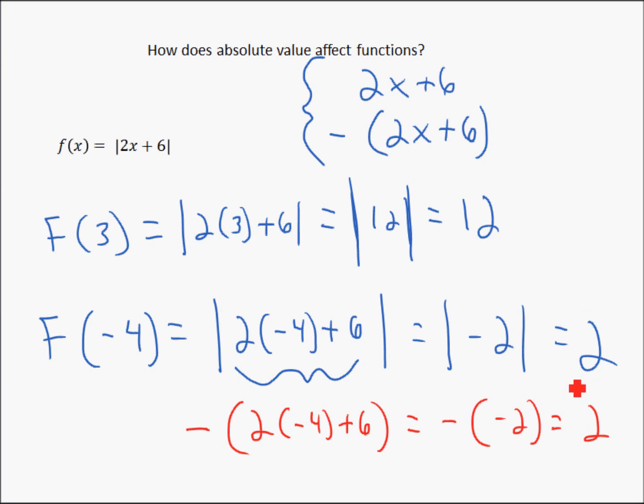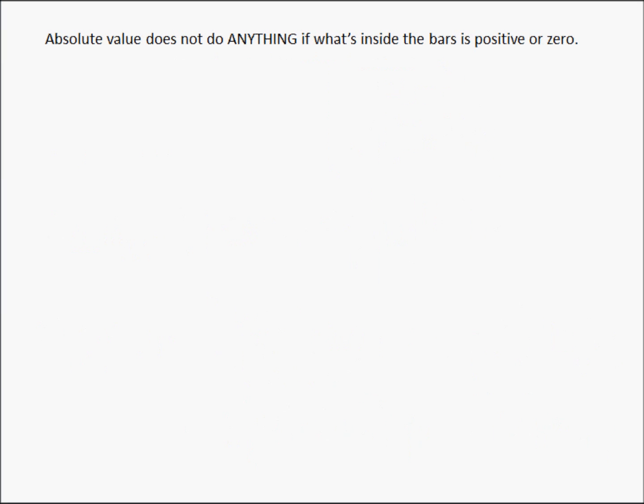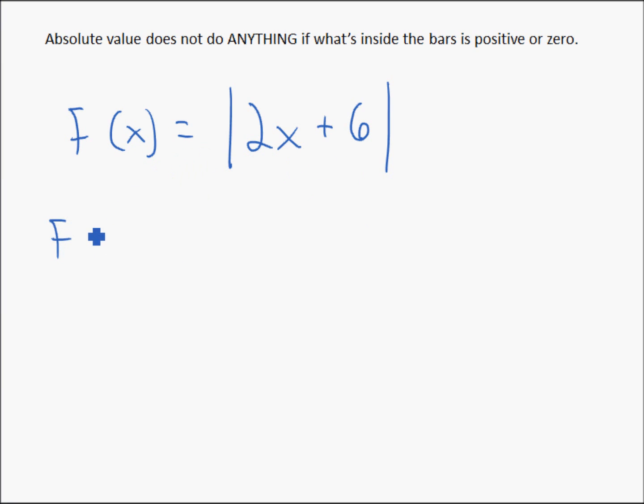It's the same idea. So, key things to remember about absolute value. First thing, absolute value does not do anything if what's inside the bars, the absolute value bars, is positive or 0, because the absolute value of a positive number is just that number. The absolute value of 0 is just 0. So, let's take a look at that function we were working with, the absolute value of 2x plus 6.